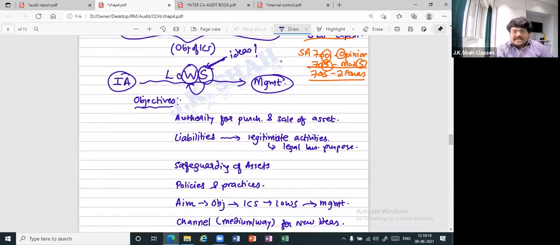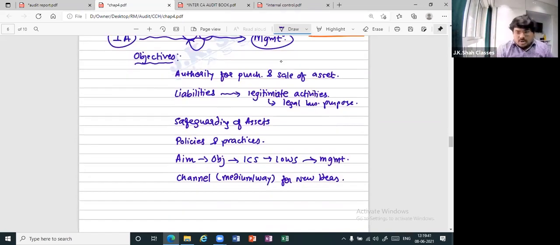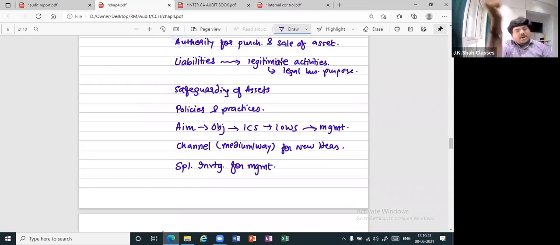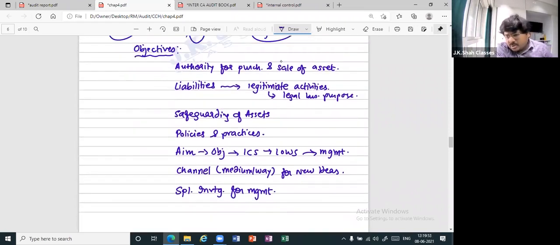Acha, who set up the ICS? Management. Who is now checking? Internal auditor. Obviously, the statutory auditor has to check; that function is different. Now I'm talking only about internal audit. Now use common sense. The internal auditor is investigating the ICS of the management, whether management has set up the ICS properly or not. Therefore, we say that internal audit is a special investigation for the management of whether their ICS is working properly or not. You understood what I told?